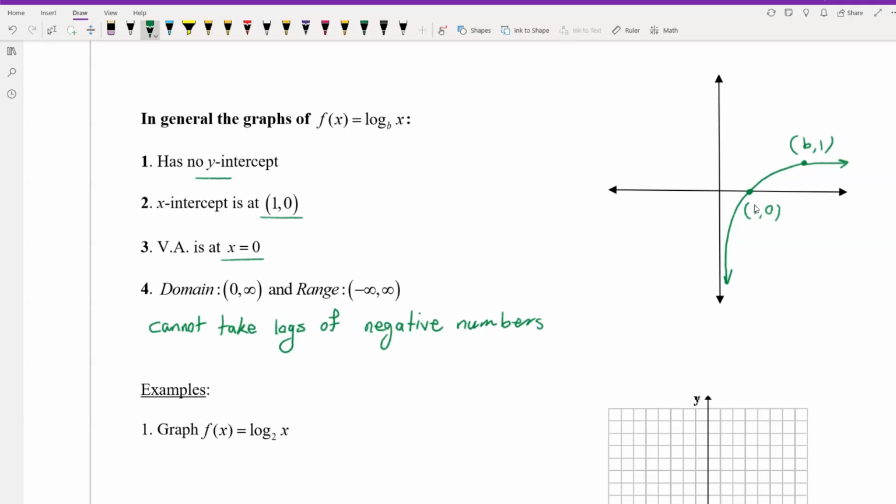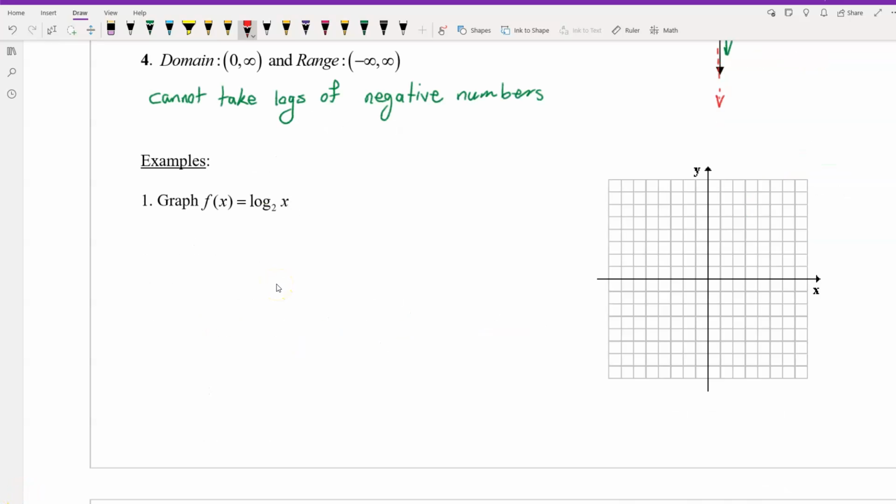So connecting these 2 points, this graph getting closer and closer to this line, and that is x equal to 0, meaning that vertical asymptote is x equal to 0. So this is the vertical asymptote. Note that we cannot take logs of negative numbers.